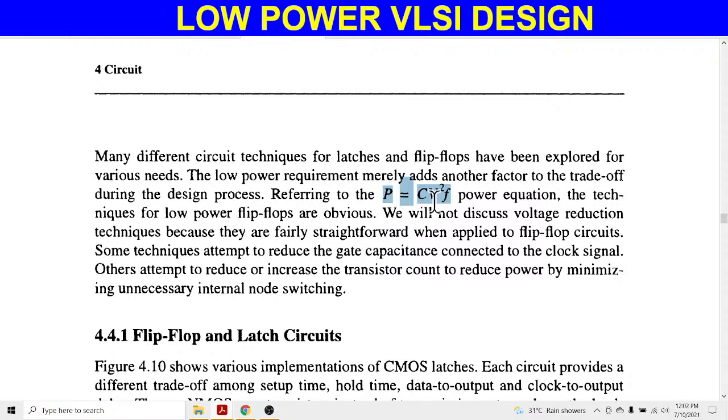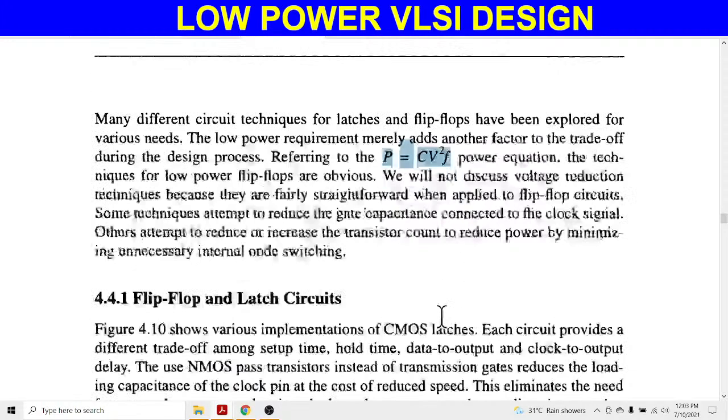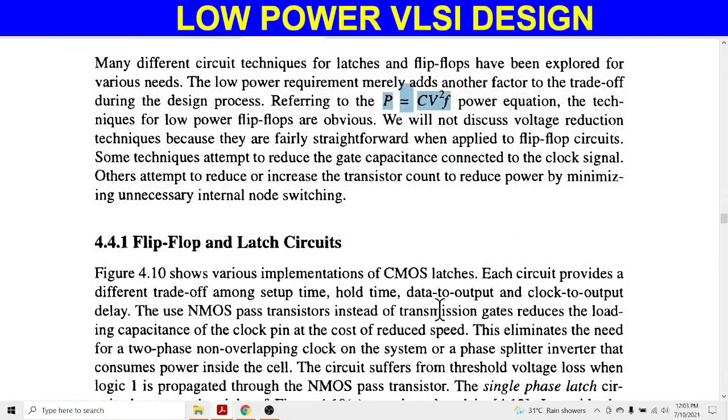It means that if we want to minimize the power dissipation, we need to either minimize the load capacitance, or minimize the supply voltage that is provided, or lastly, reduce the clock frequency. But if we reduce the clock frequency, automatically the speed of operation will reduce. So by focusing on these factors, we can design a flip-flop that dissipates less power.